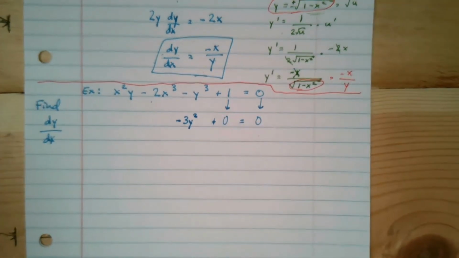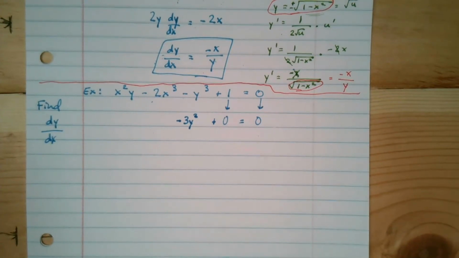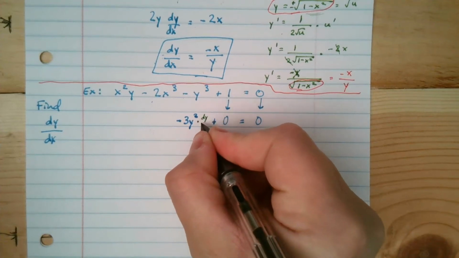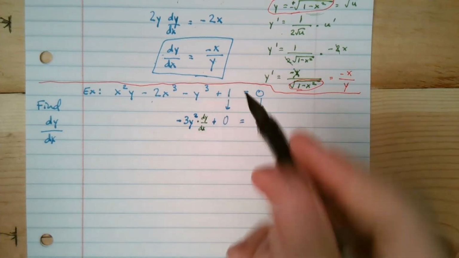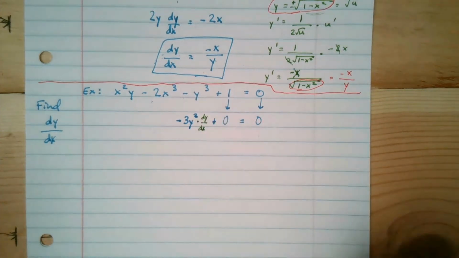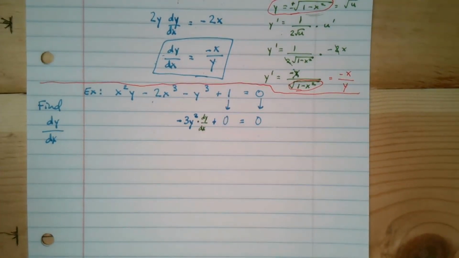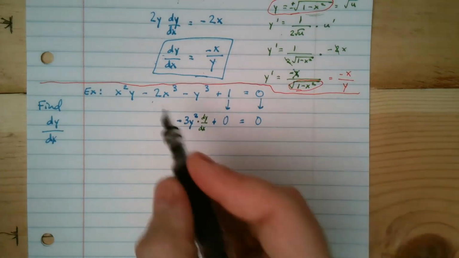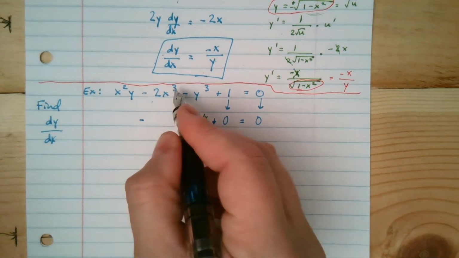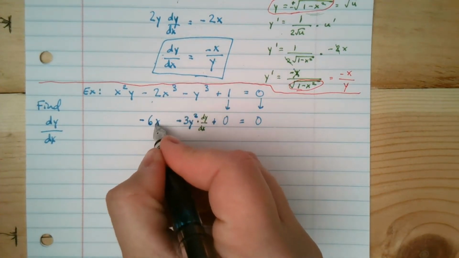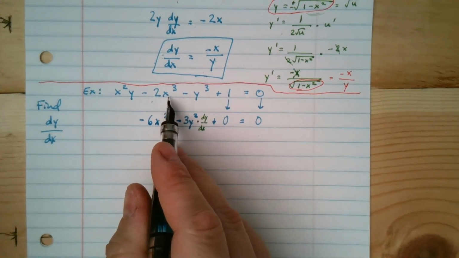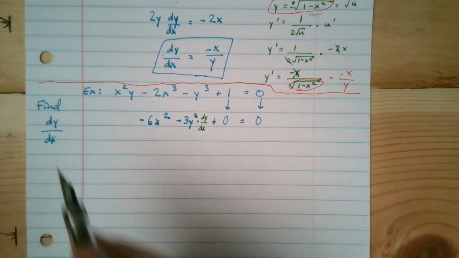And I'll always write this in a different color. It just helps me keep up with it. Times dy dx. And remember what I told you. If you take the derivative of something with y in it, you're just going to put that automatically. Okay? Now, derivative of negative 2x cubed is going to be negative, right? 2 times 3 will be 6x squared. We don't add on anything to this because we are taking the derivative with respect to x.